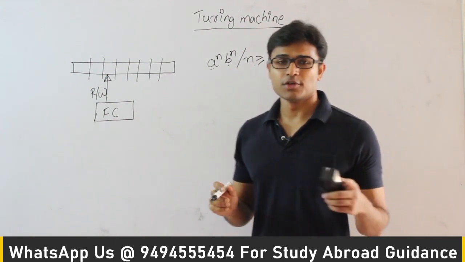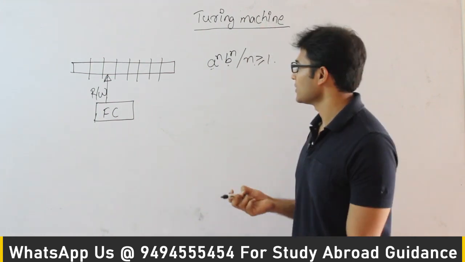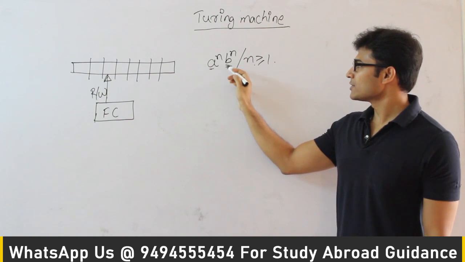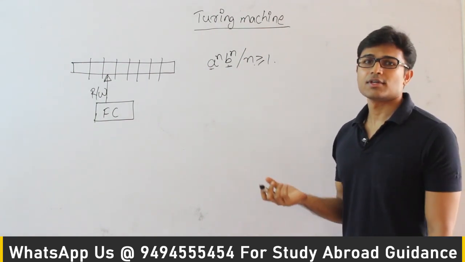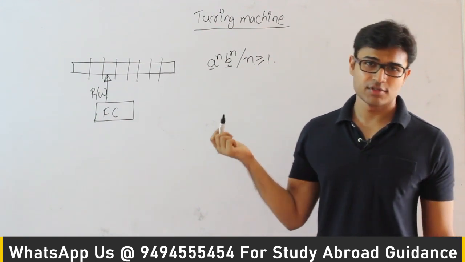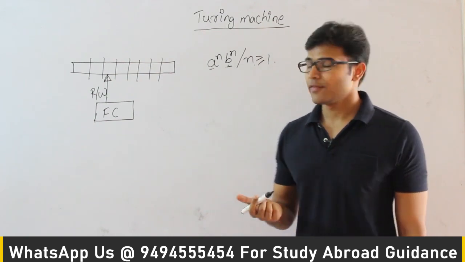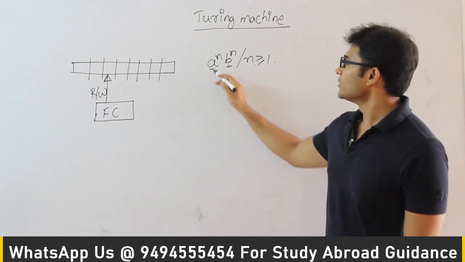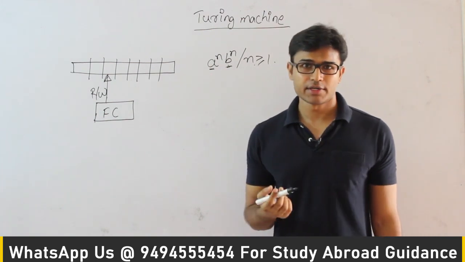Now we have to design a Turing machine which is going to accept this language, a power n, b power n. First of all, is this language regular? It is not regular. Is it context free? It is context free. We have even seen a context free grammar which is used for this, and we have even seen how to design a push down automata for it. Now let's see how this Turing machine works on it.